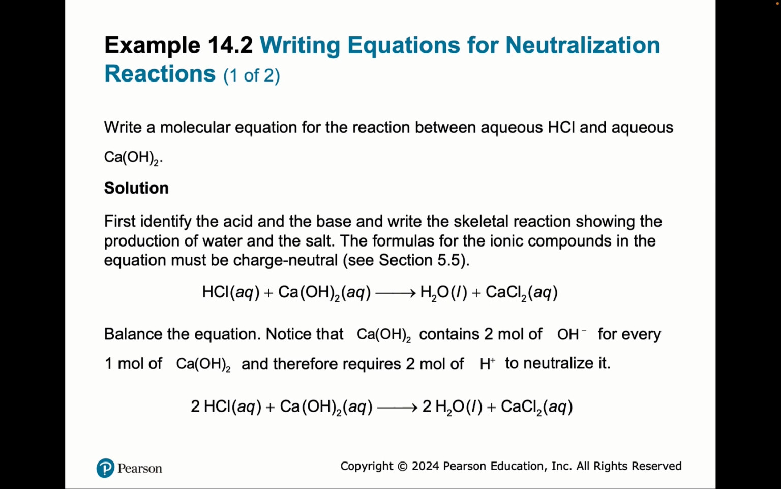So when you balance this, you're going to need 2 units of acid to neutralize each unit of calcium hydroxide, because there's 2 OH minuses in the calcium. So you have a 2 there, and then it forms 2 waters, and then the calcium chloride salt.